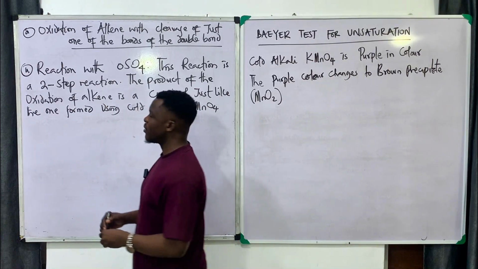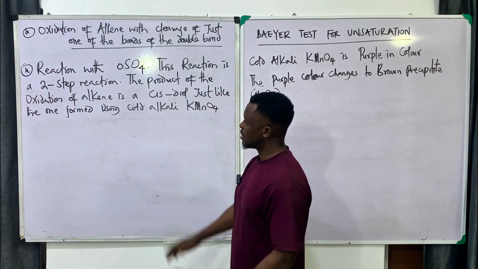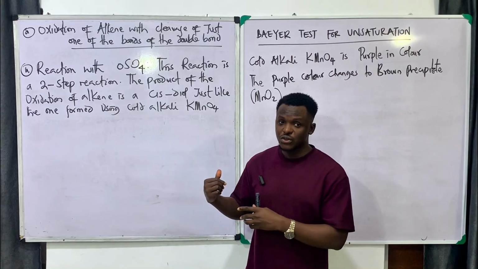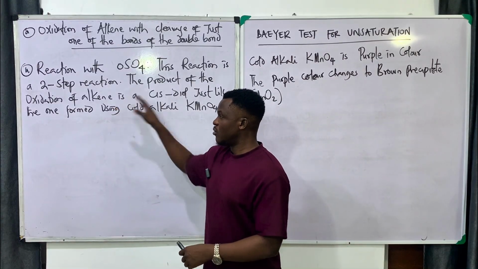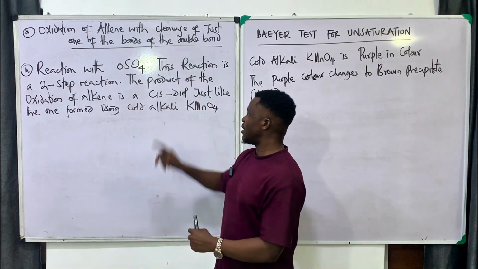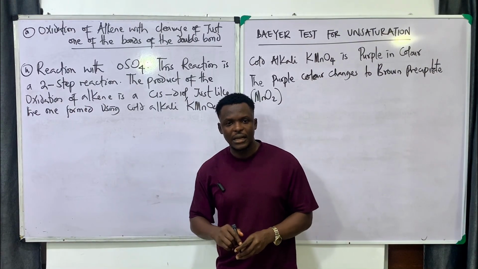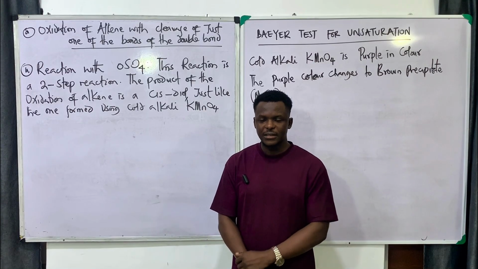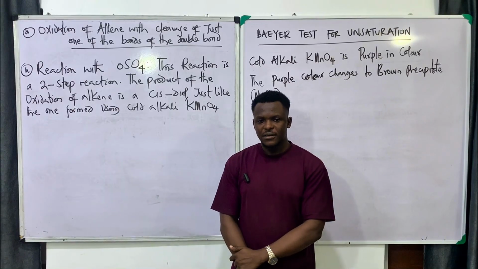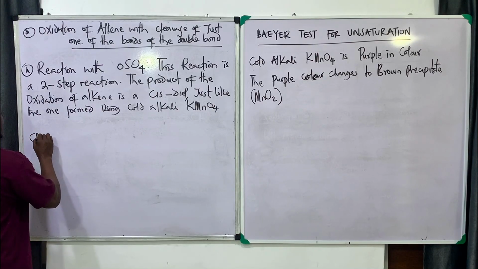Now, I said the second reaction is the reaction with osmium tetraoxide. This reaction is a two-step reaction. It is going to occur via two steps, which I'm going to show shortly. The product of the oxidation of alkenes using this reagent is a cis-diol, just like the one we got when we used cold alkaline KMnO4. A cis-diol is a compound that has two OH groups on the same side. So I'll give us a reaction. I'll say CH2.